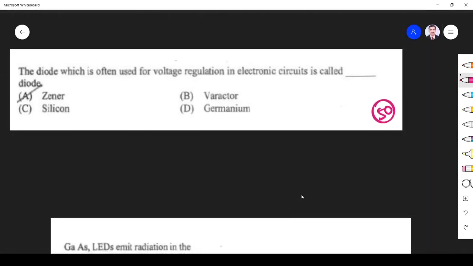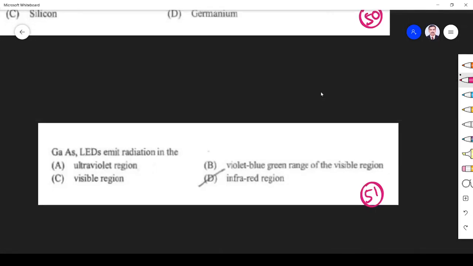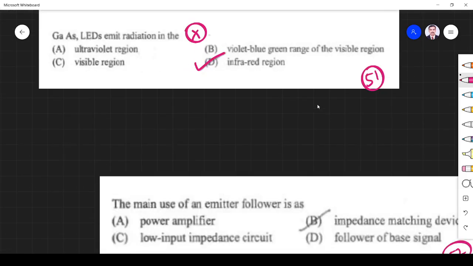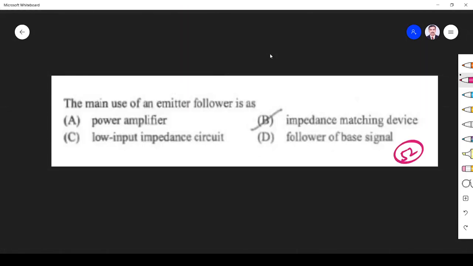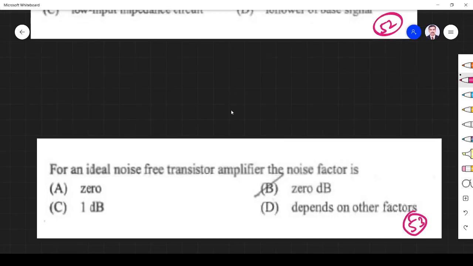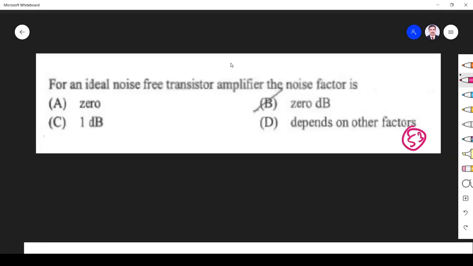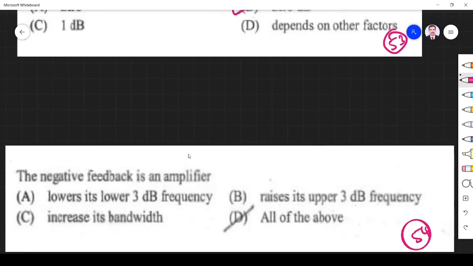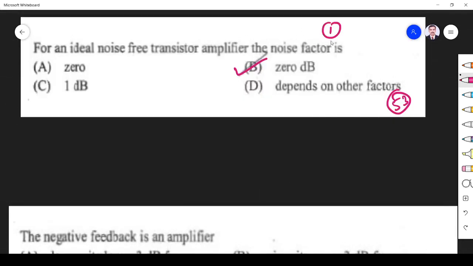Right. Next, the diode which is often used for voltage regulation in electronic circuits is the Zener diode. Well-known question. Gallium arsenide LED is used to emit IR radiation. They ask this question many times, so please remember this. The main use of an emitter follower is impedance matching. Next one. For an ideal noise-free transistor, the noise factor should be 0 dB. Not 1 dB, please, it is 0 dB. Noise factor should be 1. In dB, it is 0 dB.